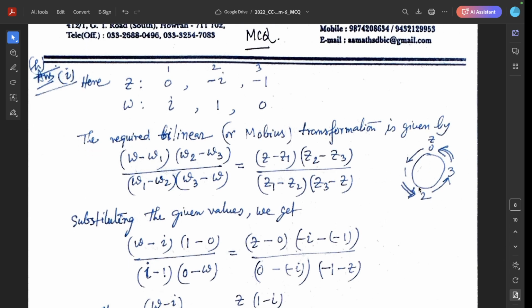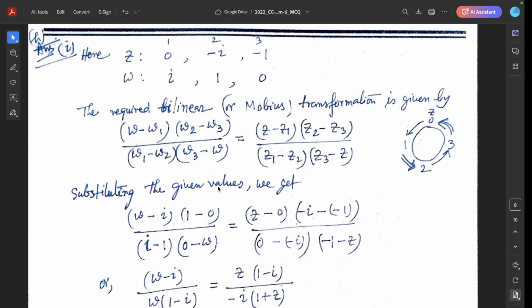You can remember this by this diagram. So W minus W1, this is W0, W1. Next, one gap, W2 minus W3, whole divided by W1 minus W2, after one gap, W3 minus W. Similarly for Z.